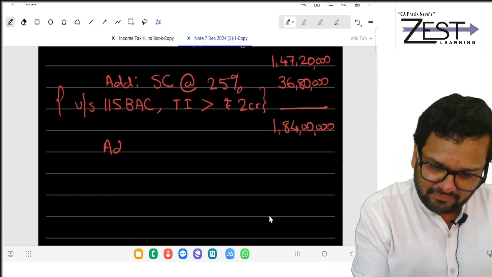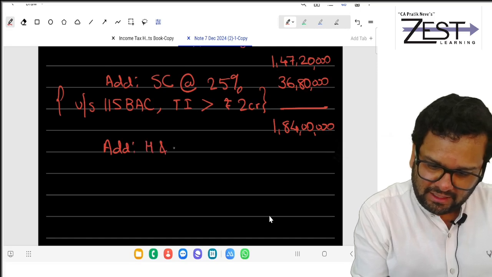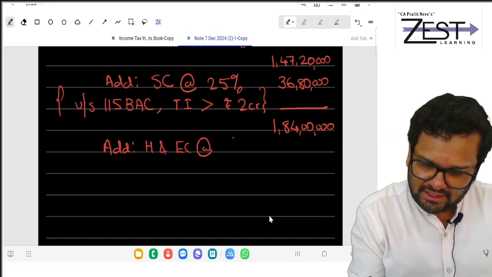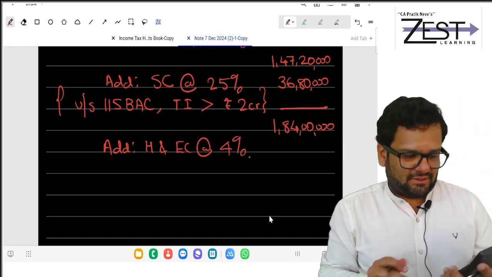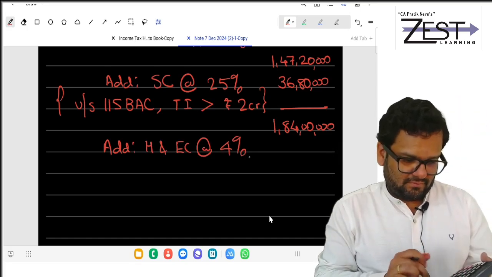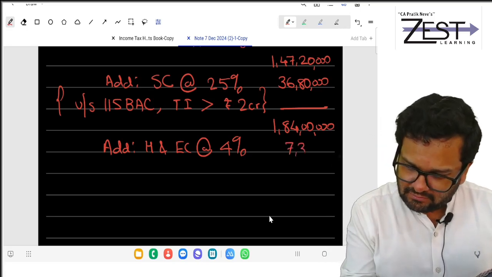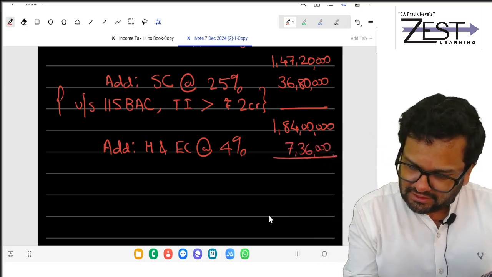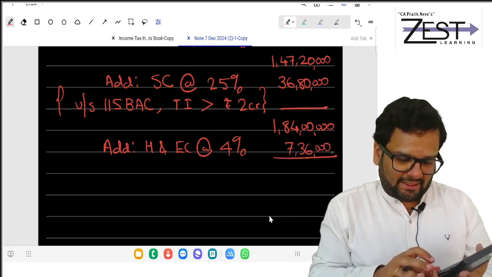You will add health and education cess at 4%. 7 lakh 36,000. So what's your final tax?